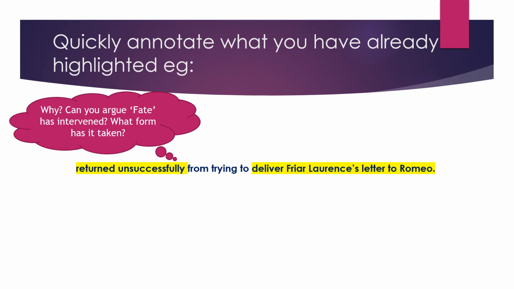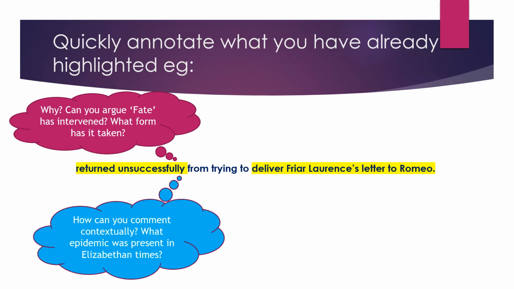So remember, Friar John's gone off to try and deliver this letter to Romeo. He's taken another brother with him, and then they've got caught up in a household, and they've been kept there because of the plague that's running rife in the city of Verona. So we could argue here that fate has taken the form of the pestilence, the plague, and it's actually prevented them delivering this crucial letter to Romeo.